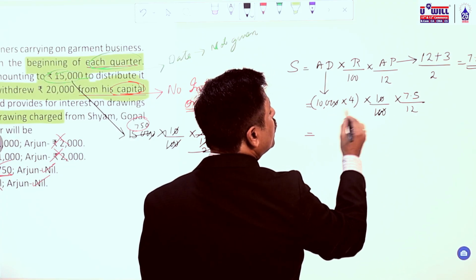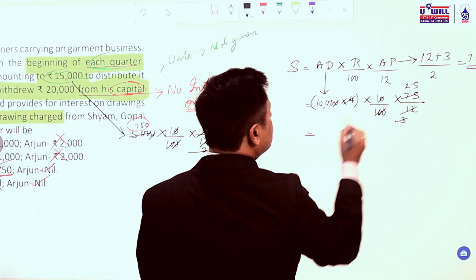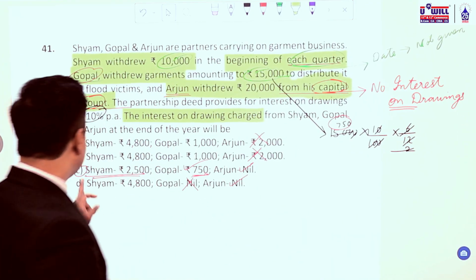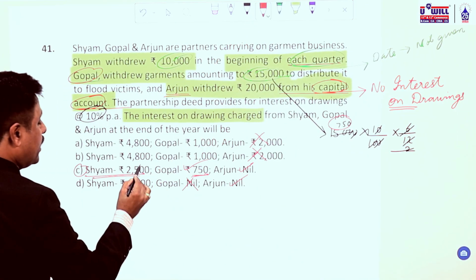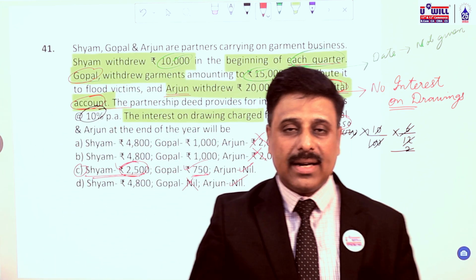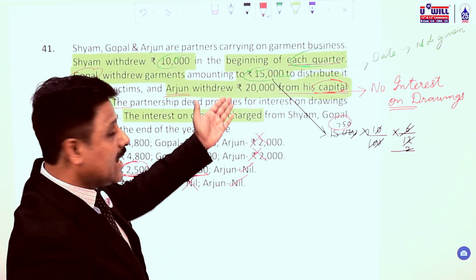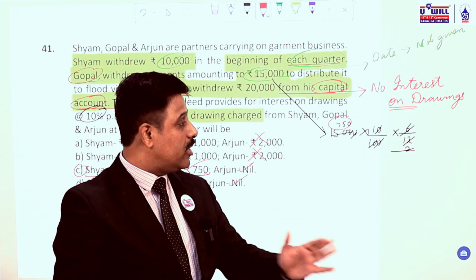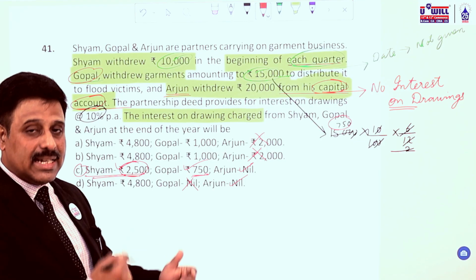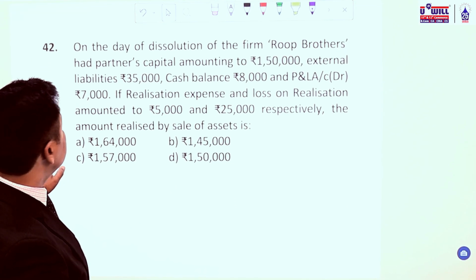The zeros cancel, 4 into 3, 3 into 2.5. Now 1000 into 2.5 is 2500. Cross verify. We already marked option C. Do we get 2500 as the answer or not? Yes. But in exams, no need to waste time doing this. The first partner, you already know. Third partner Arjun is nil. So only two options will remain. For the second partner, the date is not given, so average 6 months, if you count, it comes to 750. From there itself we can conclude that option C would be the correct answer. You can save time in exams in this manner. Okay. 42nd question now.